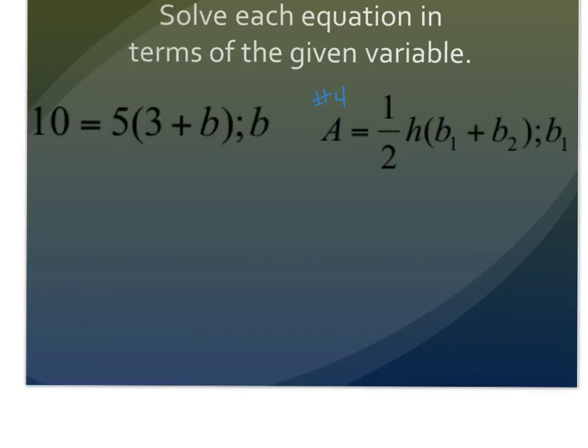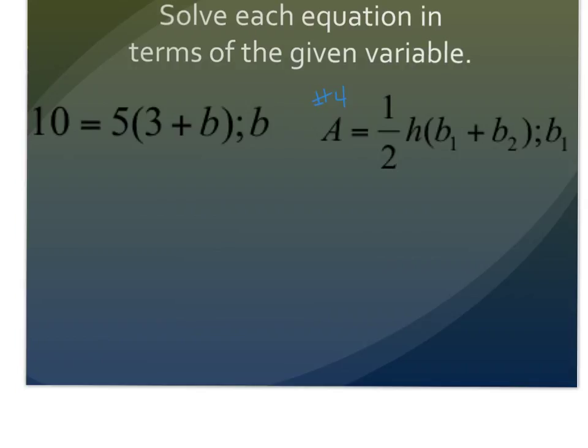Again, 2 very similar problems. One has numbers, one is all variables. You need to write the one marked number 4 down in your notes, but we will do both of them here, so watch carefully.